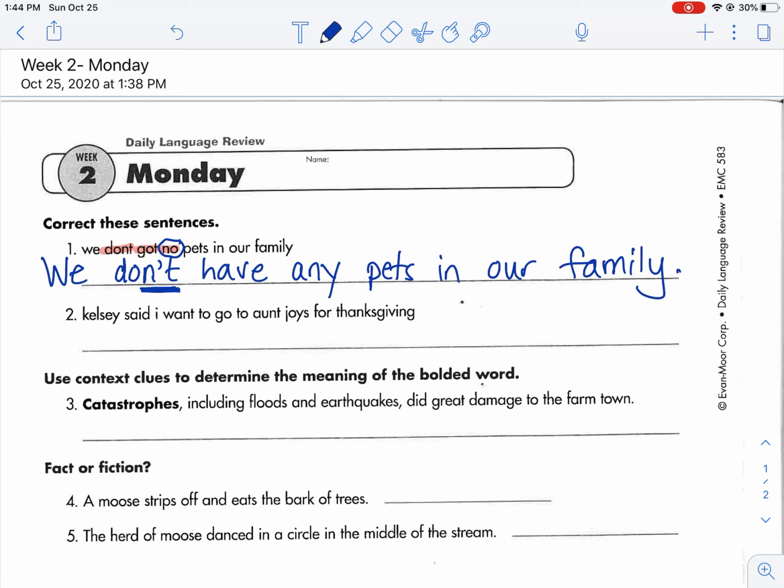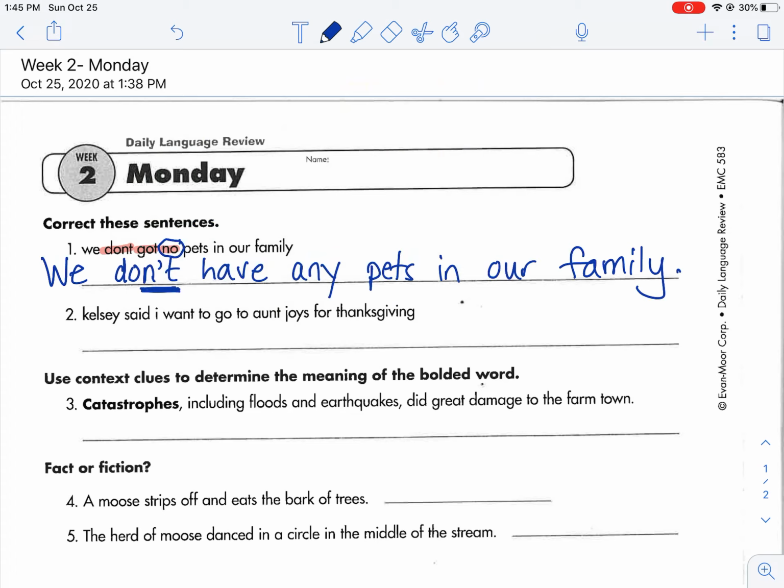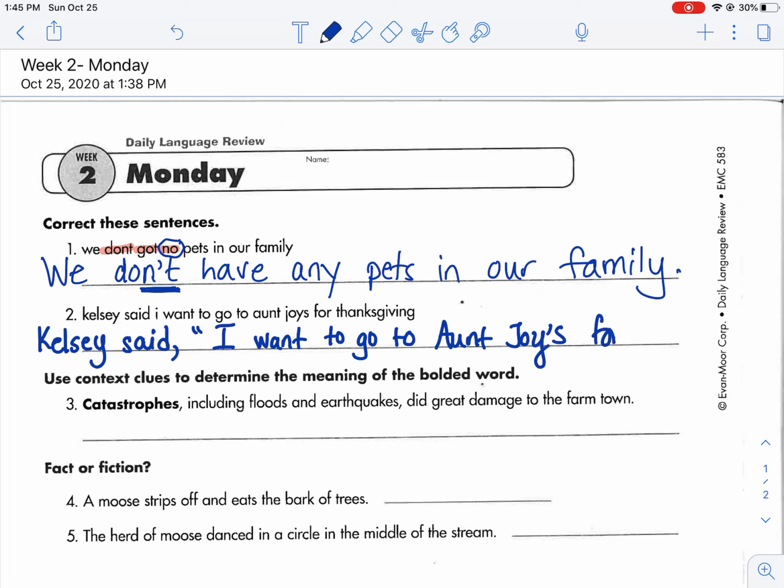Okay, the second sentence here, Kelsey said, I want to go to Aunt Joy's for Thanksgiving. All right, we have someone speaking here. The subject of our sentence is a girl's name, so I want to capitalize that. Kelsey said, comma, and then quotation marks, and here's what she said. Capital I, always capitalize the pronoun I in a sentence. I want to go to, and now proper noun, Aunt Joy's for Thanksgiving.